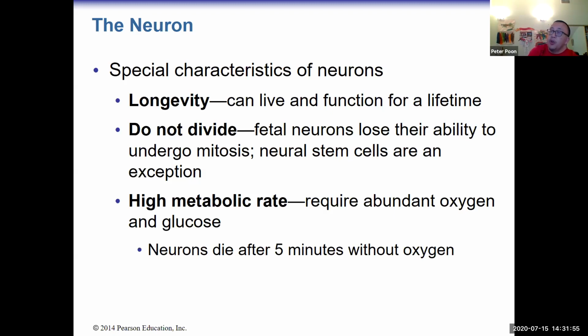They also don't divide. Fetal neurons lose their ability to undergo mitosis. So once the neuron is dead, it isn't coming back. You can develop new pathways, and you do. If you have a stroke, you can relearn things and relearn how to use muscles and stuff. But that is actually development of the neurons that you still have.